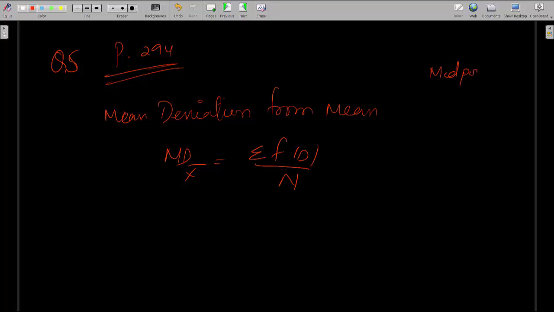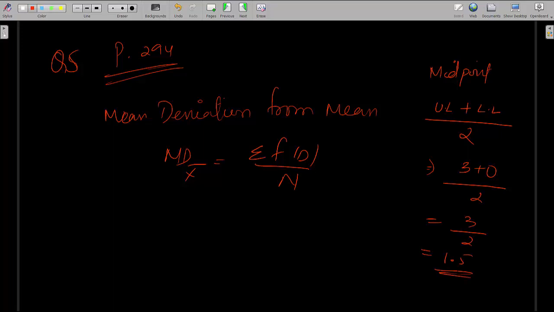Remember, midpoint. How do you find out midpoint? Upper limit plus lower limit divided by 2. The first one I'll just do. It says class interval 0 to 3. So 3 plus 0 divided by 2. 3 by 2, 1.5 is your midpoint. The first one. The second one, similarly, you can calculate the rest.